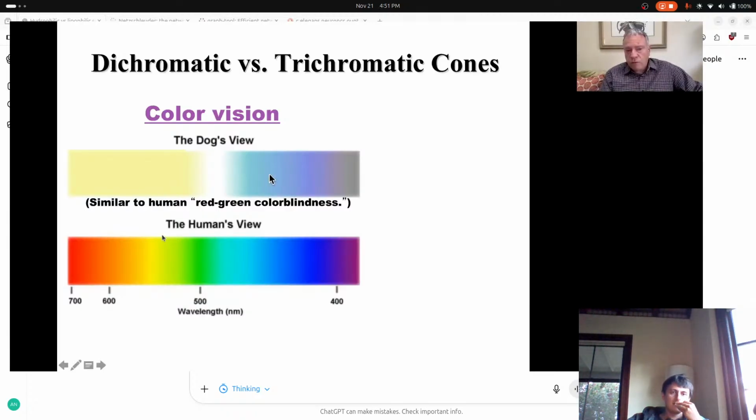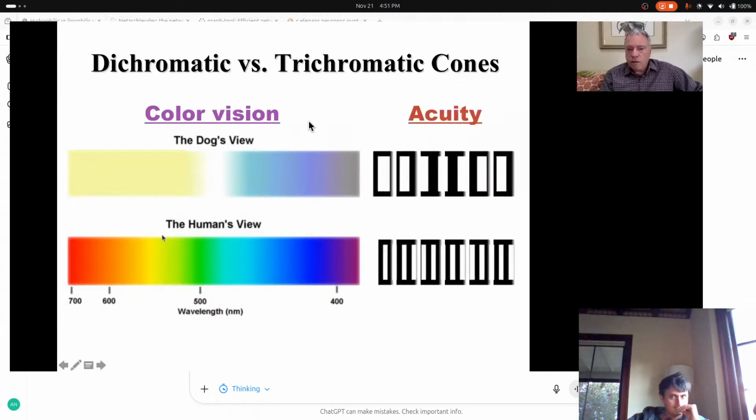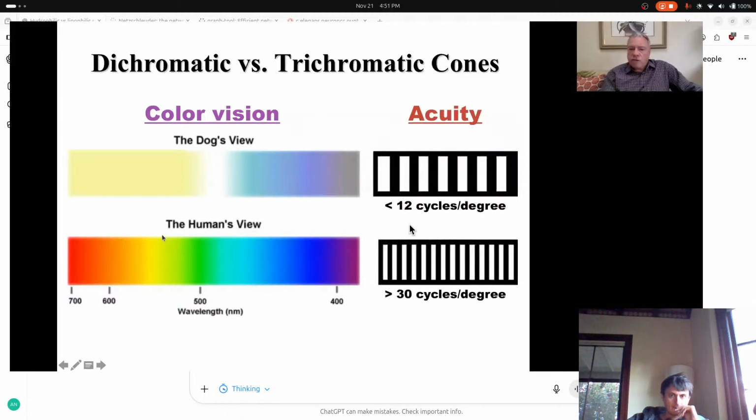Now, again, the reason for this is they're going for sensitivity. So not only do they have less ability to tell color apart, we can't tell that from that, but the overall acuity is less as well. So a dog can see detail at less than 12 cycles per degree, where we can see over 30 cycles per degree. What does that mean? That means in terms of your visual field, 1 degree of vision, if you break that up into 30 bits, you can still see that it's individual points and not a solid line. Where a dog can only break up into 12 bits to see a solid line.